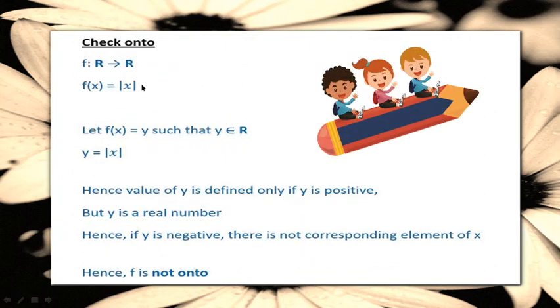Now let's talk about onto function. f(x) is given as mod x. We will assume it equal to y. y is equal to mod x. Hence the value of y is defined only if y is positive, but y is a real number. Do we have any x for which the value of y will be -3 like that? So no, it is not possible. If y is negative, there is no corresponding element x, so hence f is not onto.